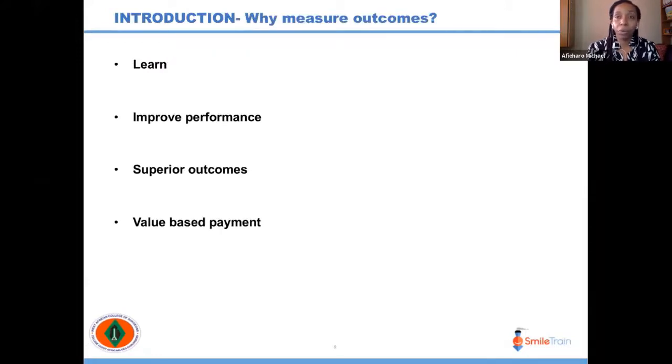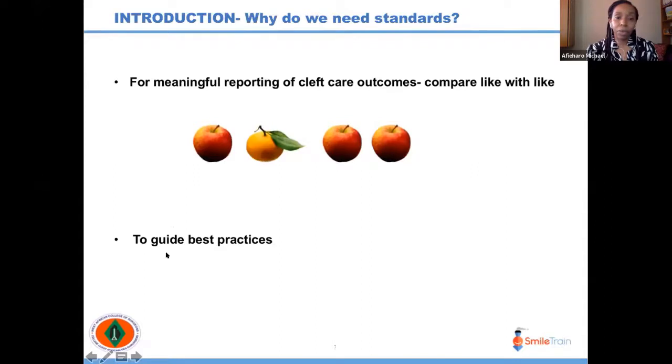And why do we need these outcomes? So we can learn from what we've done. If we review our outcomes, we certainly can improve our performance. We can learn from what other people are doing based on their outcomes, and certainly eventually have superior outcomes and have value for all the time that we spend on these interventions, and certainly provide more value or optimal value for perhaps all the money that Smart Train is putting into the care of these patients. Do we need standards? Yes, we do. We need standards so that we can meaningfully compare like with like, and to guide best practices in our region.